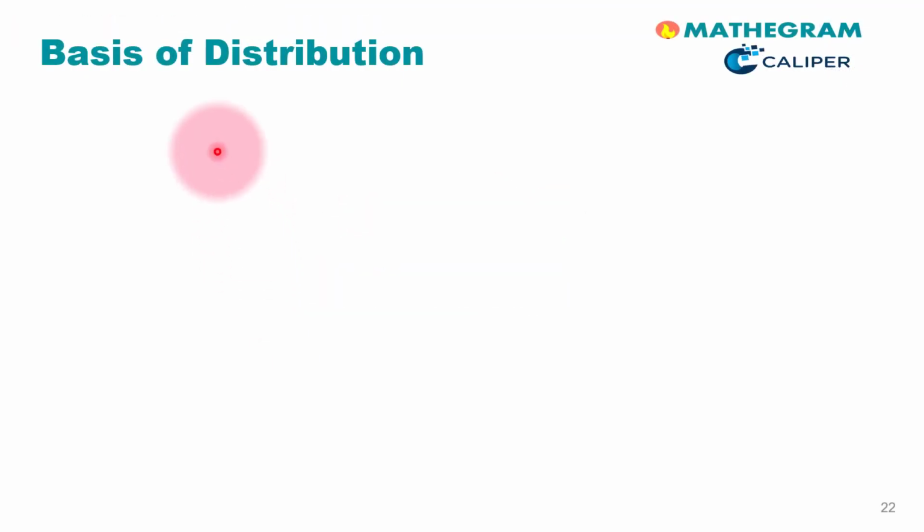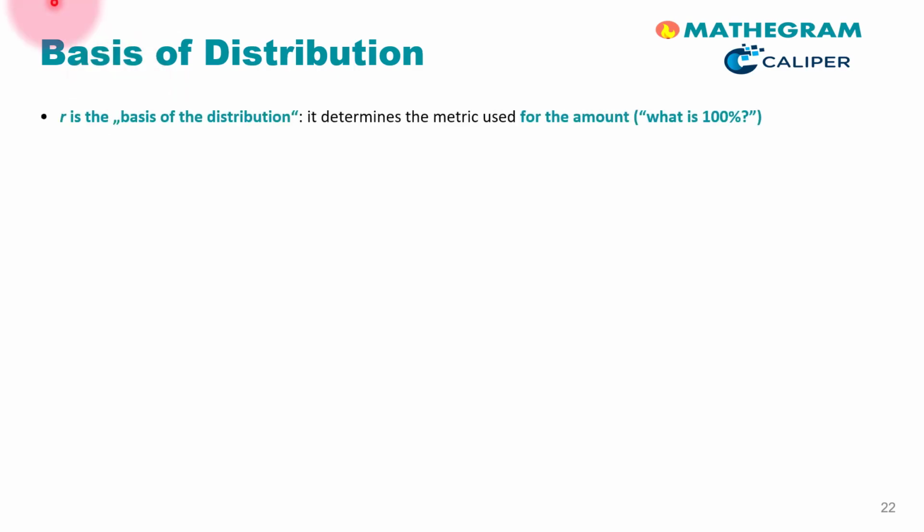We call R the basis of the distribution. It is the second most important property of the distribution next to the quantity that we look at. In our case, this is of course the particle size. In simple words, R determines the metric used for the amount of particles. This means it defines what exactly is 100% of the particle amount.